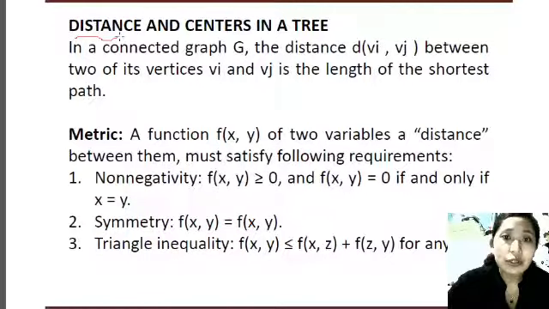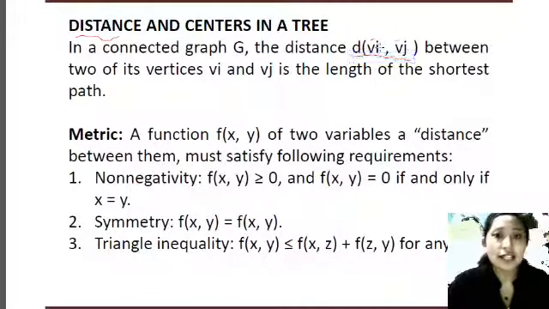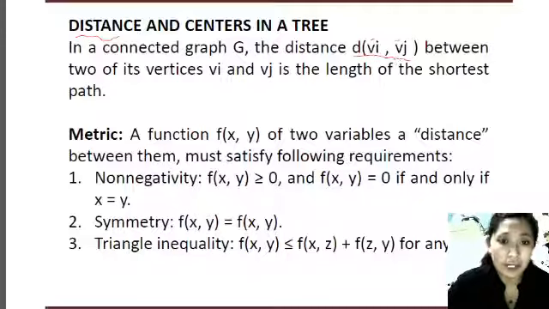The distance parameter will be in between the vertices. That will be represented by small d in brackets, with the 2 vertices between which we want to determine the distance. So the distance between vertex vi and vj is nothing but how many edges are there in between. That is, to start from vertex vi and to reach vertex vj, how many edges we need to traverse. That is called the distance between vertex vi and vj.